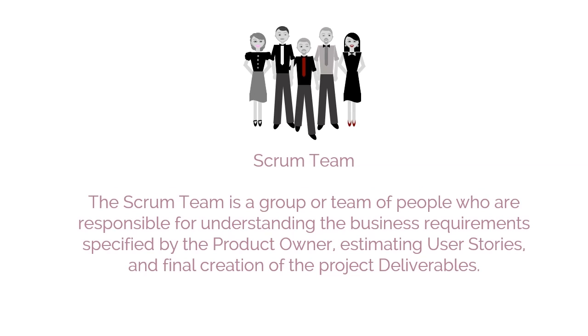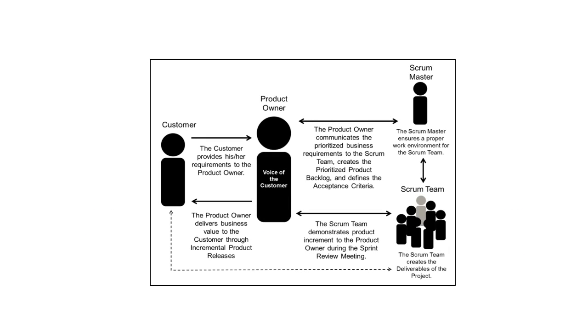The Scrum team is a group or team of people who are responsible for understanding the business requirements specified by the product owner, estimating user stories, and final creation of the project deliverables. We have a diagram here to give a clear understanding of the core Scrum team roles.